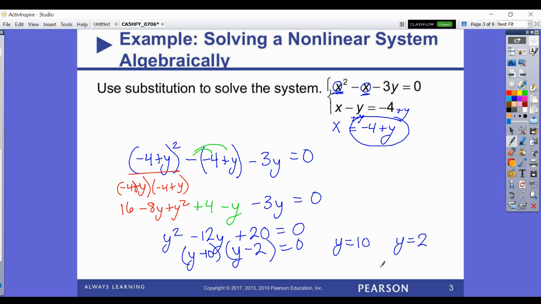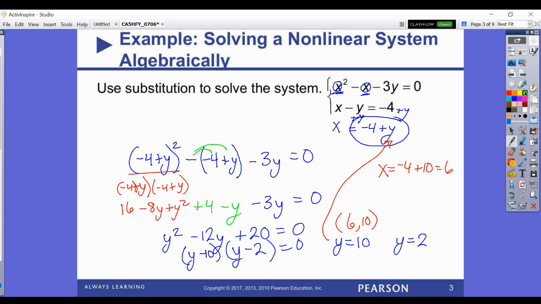But I'm not done, because remember, when we solve one of these things, we need x and y pairs. So if y is 10, what would x be? I can take that 10 and plug it back in up here. x is -4 plus 10, which is 6. So (6, 10) is one point where these two graphs would intersect if I was graphing them.